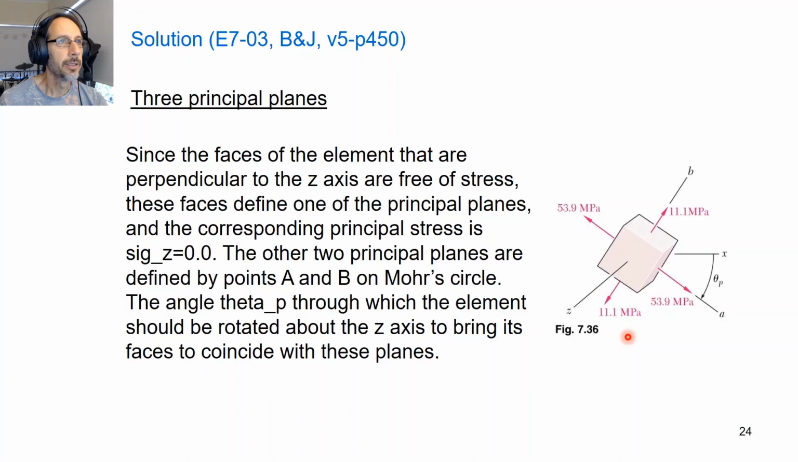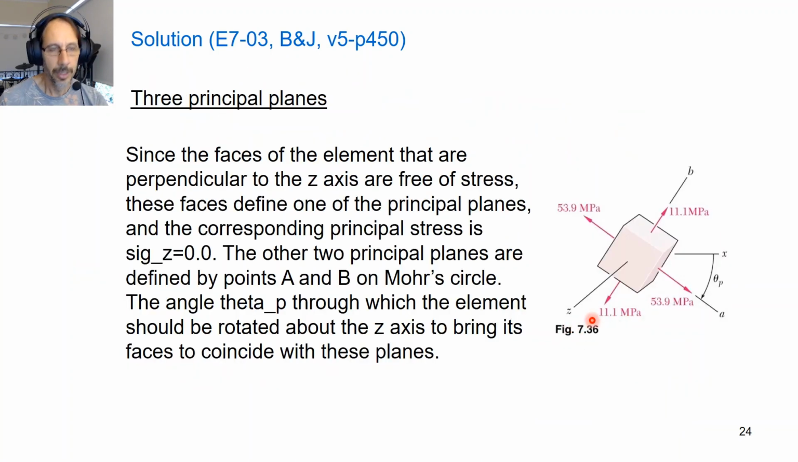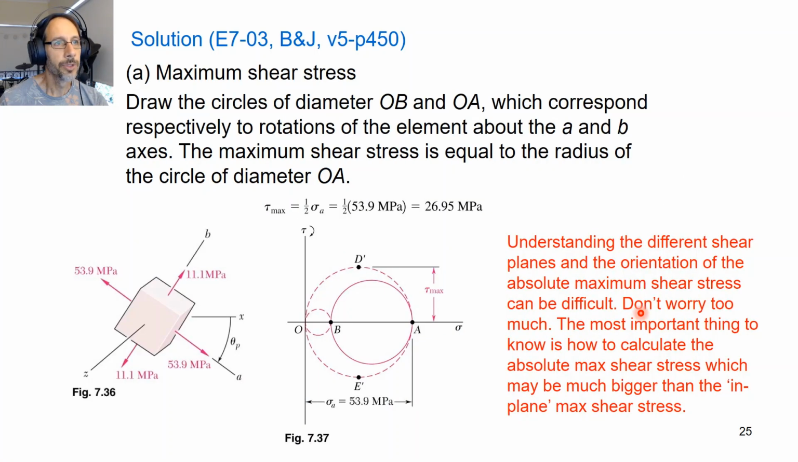So now we want to go to the 3 principal planes. Okay, so from here, let's look at our stress in the z direction, which is again 0. So we can plot our 3D Mohr's circles. Okay, so in the z direction it's 0. So again, we can plot that here.